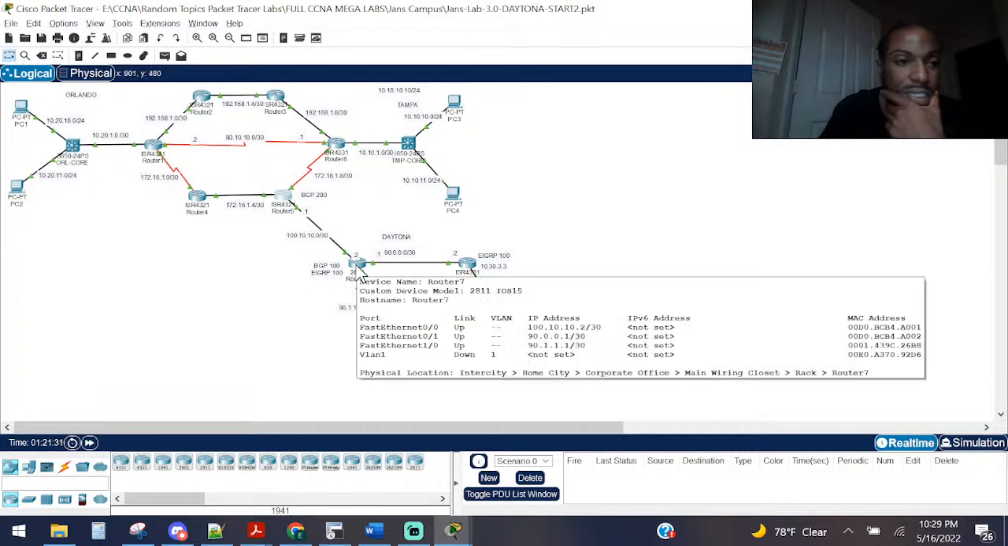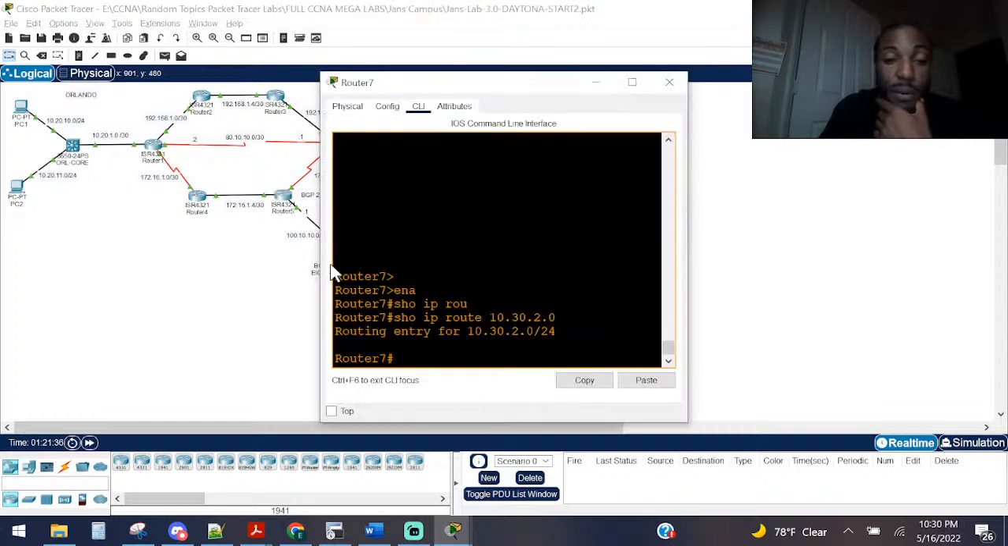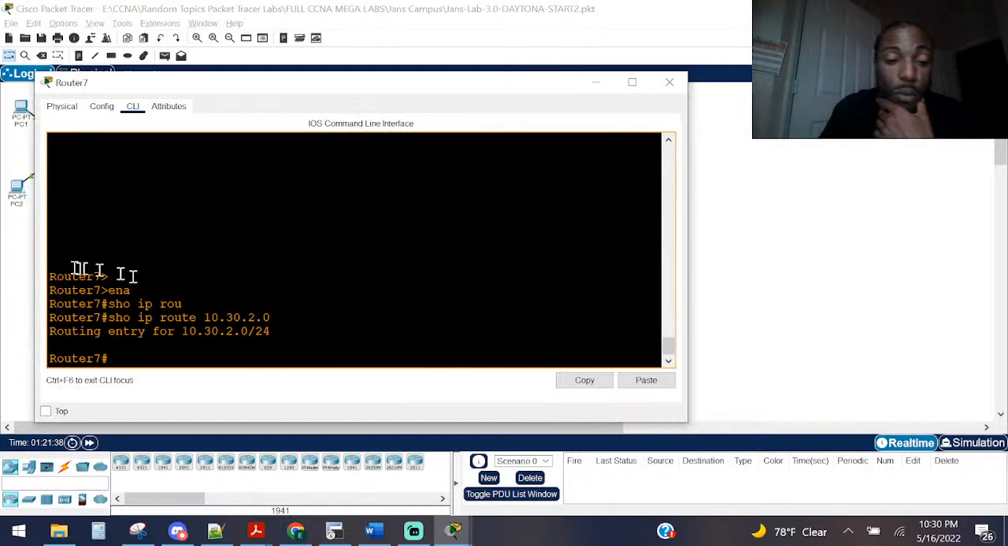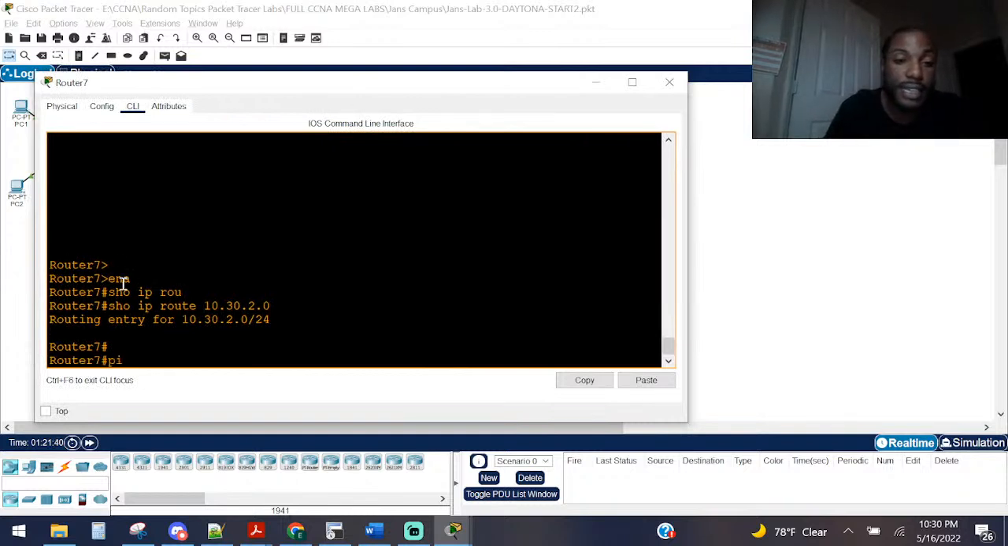Let's see. And I hope this is not a Packet Tracer issue, man, because I don't think that's what it is. There's something that we're doing wrong. There's something I'm missing here. I don't remember what it is. Let's see. Let's try to ping.